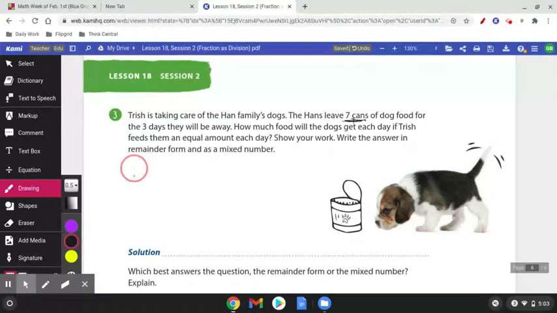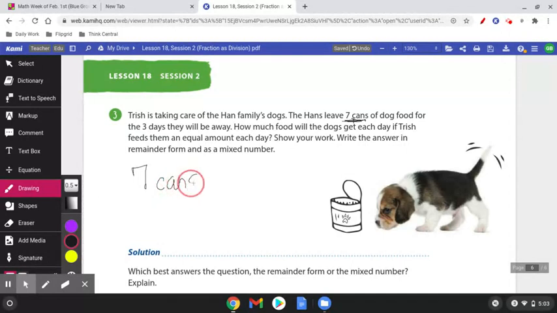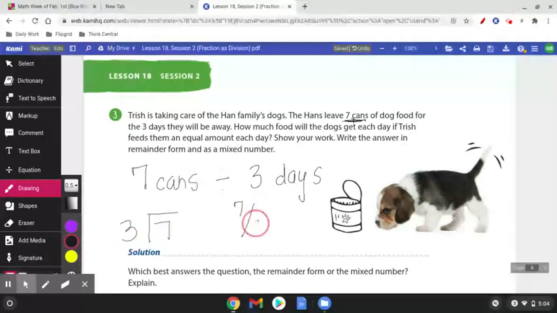We have 7 cans, and this is where you want to make sure you really think about what is being divided up. In this case, it's the cans. So we have 7 cans, and they're being divided among 3 days. So 7 divided by 3 can look like this. It can also look like the fraction 7 divided by 3, which is 7/3.